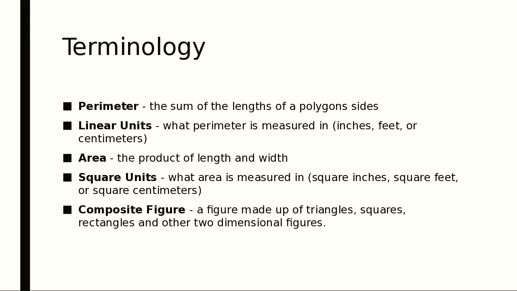Our first definition is perimeter, which is the sum of the lengths of a polygon's sides. The next definition is linear units, which is what perimeter is measured in, such as inches, feet, or centimeters. Area, the product of length and width. The next one is square units, what area is measured in, such as square inches, square feet, or square centimeters. And lastly, composite figure. A composite figure is a figure made up of triangles, squares, rectangles, or other two-dimensional figures.